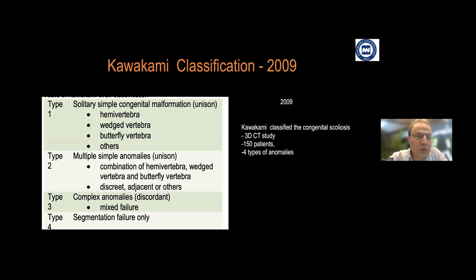Type 1, solitary simple congenital malformation. We use this type 1 frequently in congenital scoliosis, for example, sometimes hemivertebra, sometimes wedge vertebra, sometimes butterfly vertebra. Type 2, multiple simple anomalies, a combination of hemivertebra, wedge vertebra, and butterfly vertebra, discrete, adjacent, or others. Type 3, complex anomalies, mixed. And type 4, segmentation failure only.